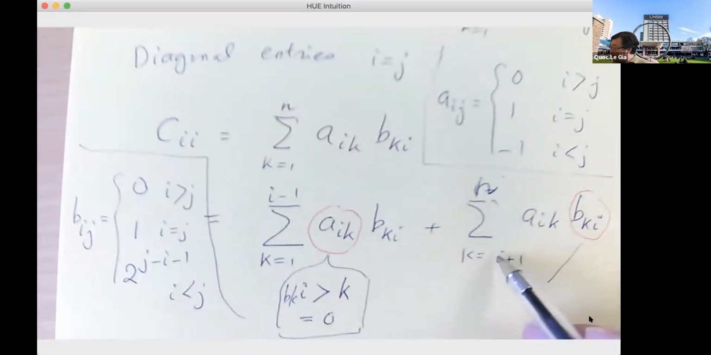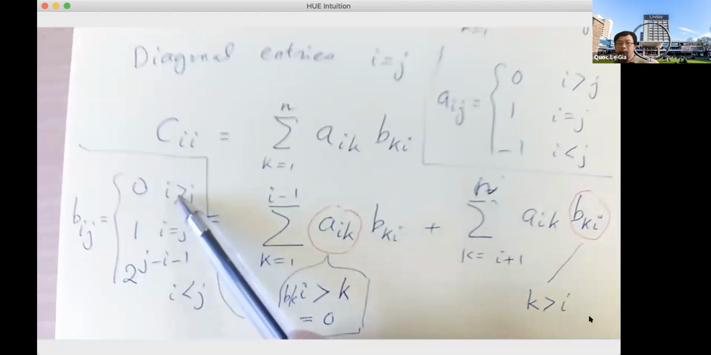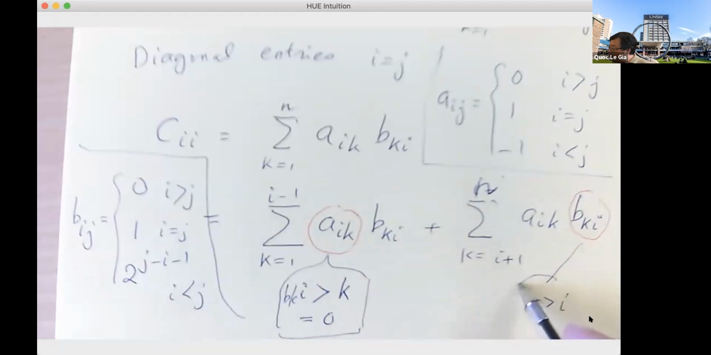So you see that k here is between I plus 1 and n. So k has to be bigger than I, right? So the row bigger than the column. Row bigger than the column is this case equals 0. Therefore this guy equals 0 as well. Okay, so you have 0 plus 0, so therefore just equals 0.